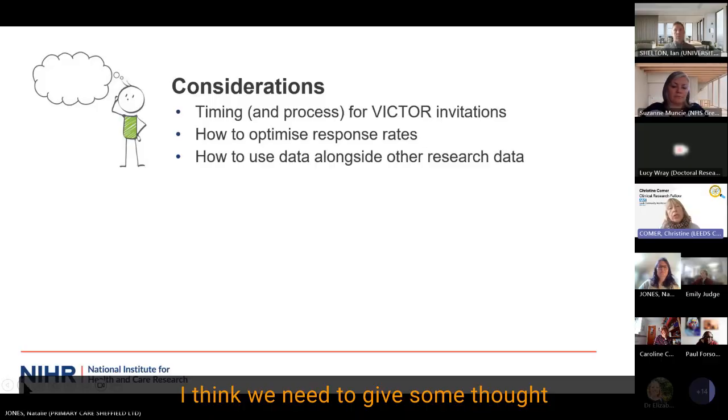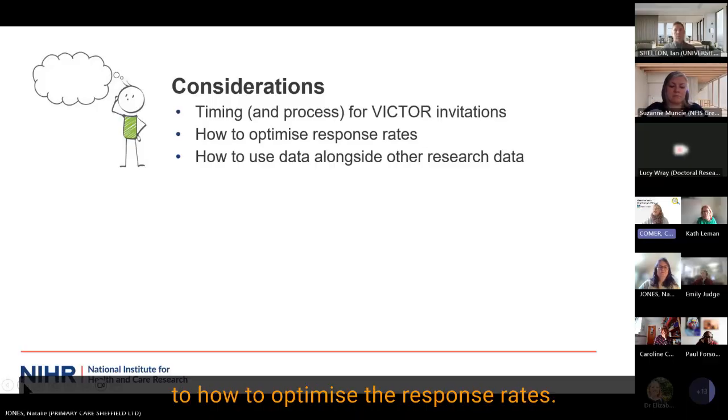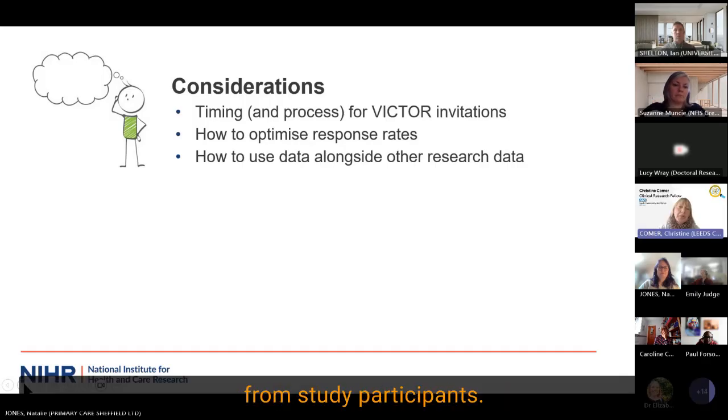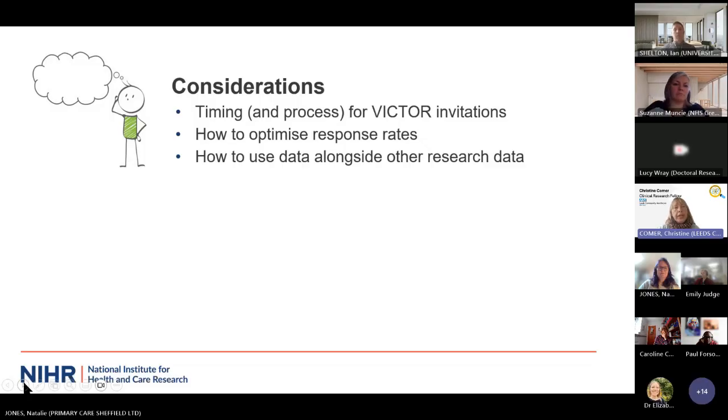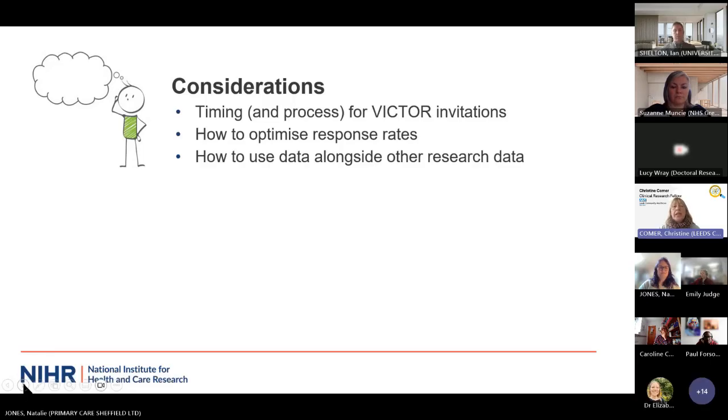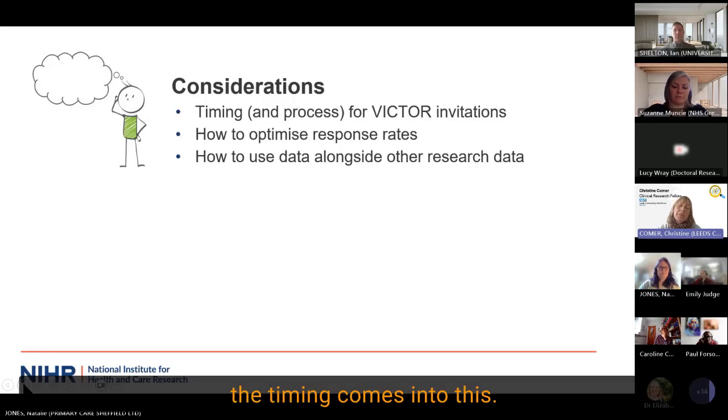I think we need to give some thought to how to optimise the response rates. I've only shared with you the data that we've collected from study participants. We have actually sent out invitations to the staff that have been involved in the PANDA trial. There are 5 that have been really involved and another 5 that have been sort of involved on the periphery, and we've only actually had 1 response from them. So we need to look at how we increase that response rate. And I think perhaps, again, the timing comes into this.